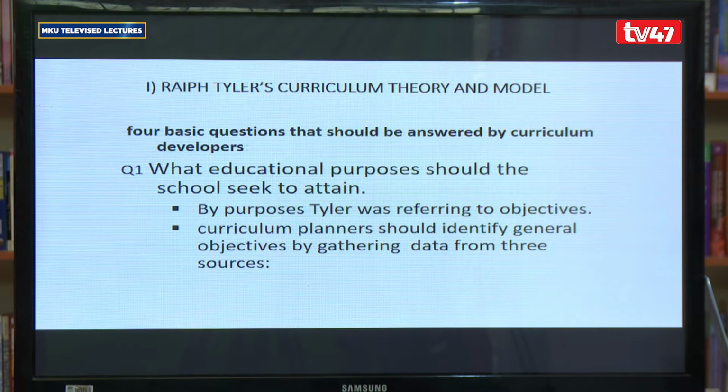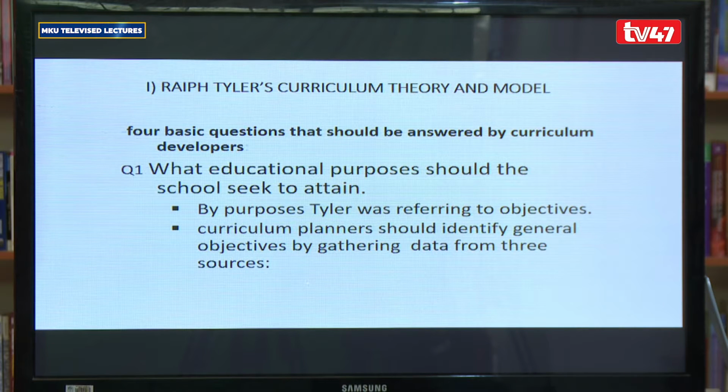The first model is Ralph Tyler's curriculum theory model. Ralph Tyler asks 4 basic questions that should be answered by the curriculum developers. The first one is, what educational purposes should the school seek to attain? By purposes, Tyler was referring to objectives.